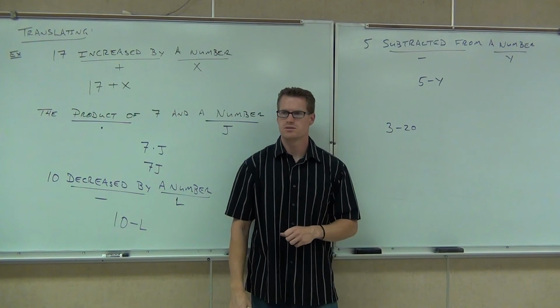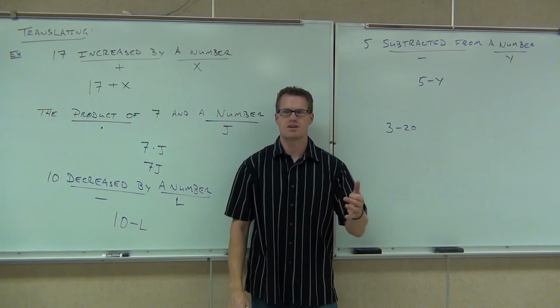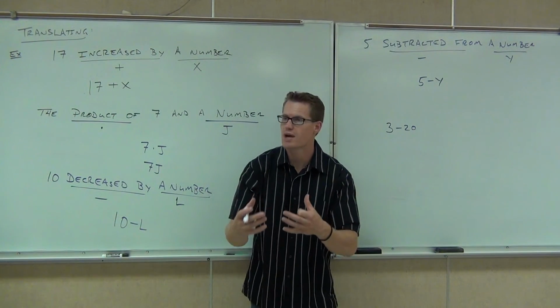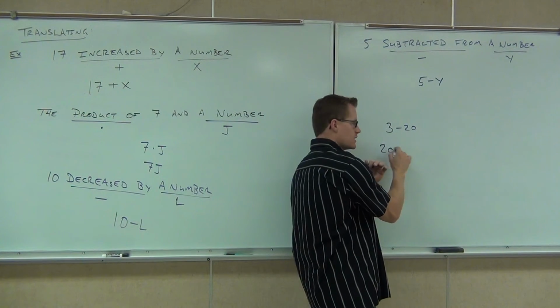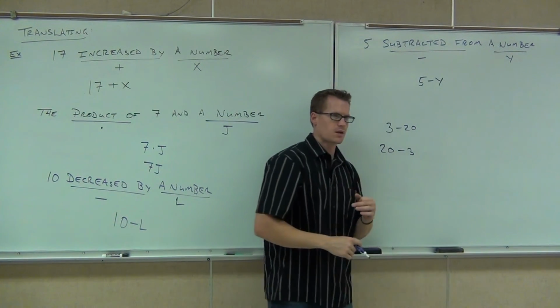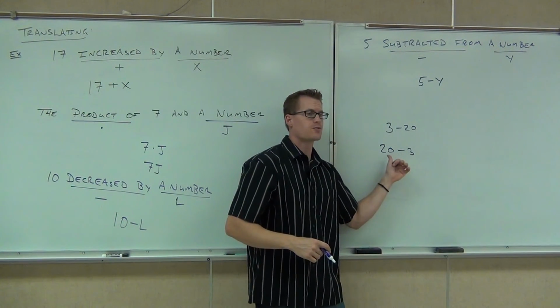You didn't just do that, did you? Because that would be negative 17. We haven't even got there yet. So 3 subtracted from 20. Here's what you did in your head. You did, okay, I have 20, and now I'm subtracting 3. That's 3 subtracted from 20.